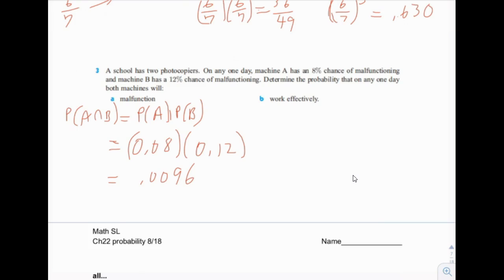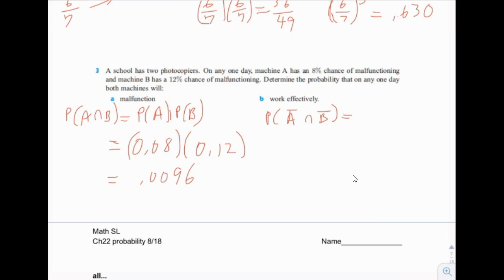Determine the probability that on any one day both machines will work effectively. So here we would want the probability that A works and the probability that B works.